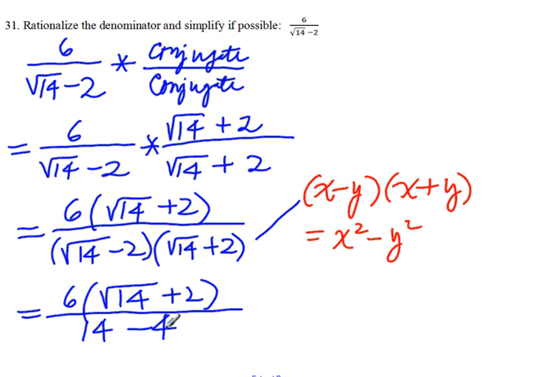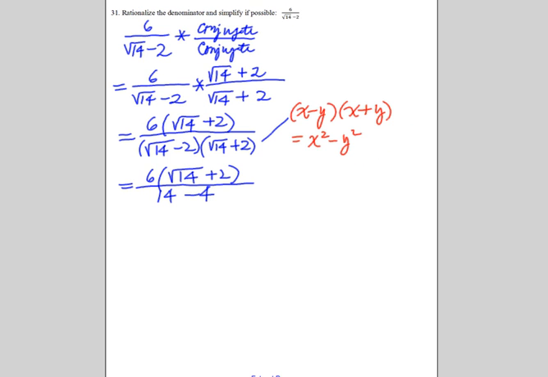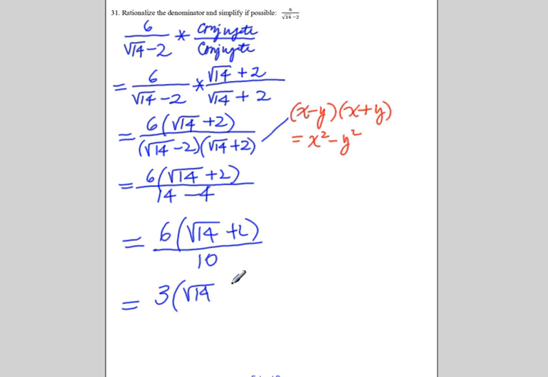So as you can see, we do not have radicals in the denominator anymore. So now all we need to do is to simplify what we have here. So as before, leaving the top alone in factored form, and as you can see, the denominator is 10, and we can reduce this fraction by dividing the top and bottom by the common factor of 2. So we have 3 times the square root of 14 plus 2 divided by 5.